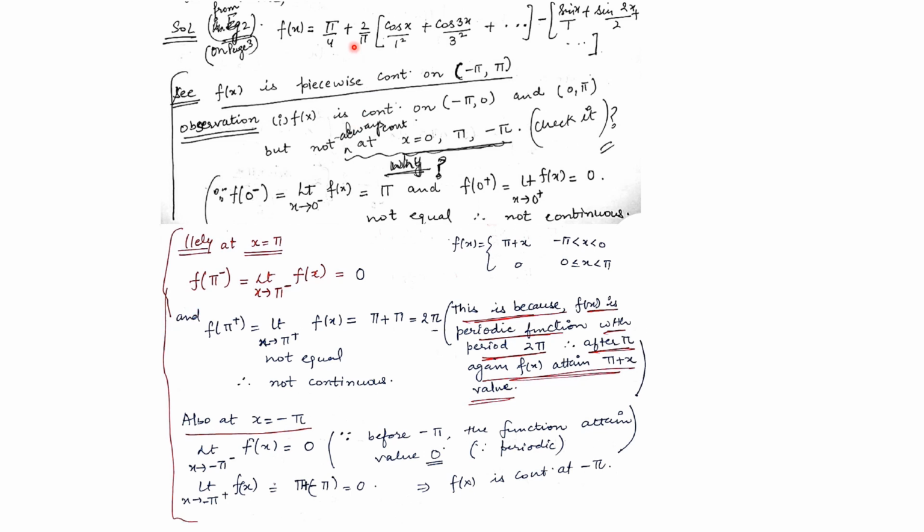So again, if we put x to be pi on both sides, our series is converging to the mean value of the left limit plus the right limit of the function at pi. The same way at x is equal to minus pi. Now at x is equal to minus pi, our function is continuous, so no problem. So substituting x is equal to minus pi in the right hand side, it will converge to the value of the function at minus pi, because our function is continuous at minus pi.